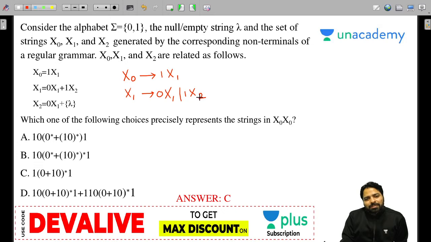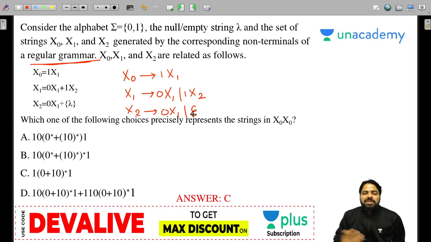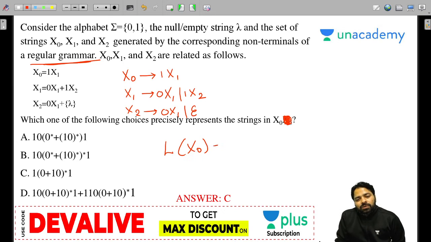This is in general a grammar, guys. He's already giving it as a regular grammar. It's a right linear grammar. X2 is 0 X1 or epsilon. He has represented it in the form of equations. Now what we have to find: which one of the following choices precisely represents the strings in X0? Means what is the language generated by X0? That is the meaning. So let's try from bottom to up because X0 is the start symbol here. So what is X2, guys? What is X2?